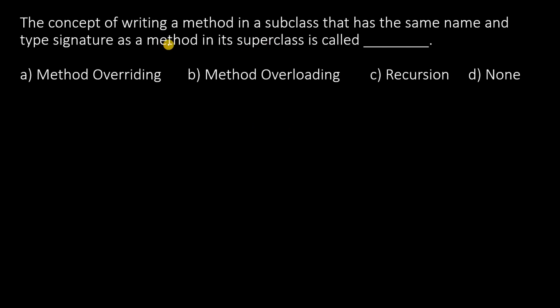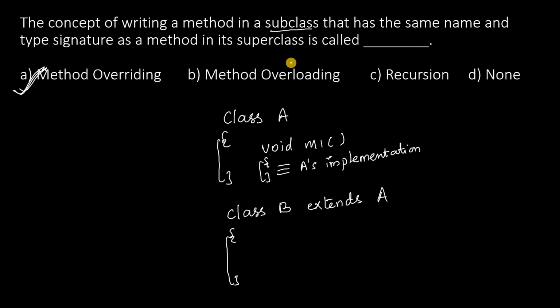Next question, the concept of writing a method in a subclass that has the same name and a type signature as a method in its superclass. This process is called as method overriding. Method overriding. For example, see here we have a superclass called A and a subclass called B. In superclass we have a method called M1 and it is having some body here, some implementation. Okay, and because of this inheritance, this M1 will come to class B, right?